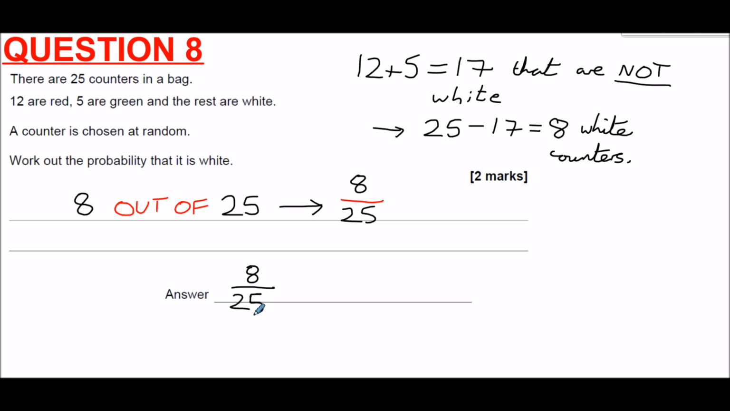Probability is the number of ways an event can happen. So 8 white counters, you've got 8 different ways of picking a white one. So it's the number of ways the event can happen over the total number of possible outcomes. 25 different counters, 25 different possible outcomes.